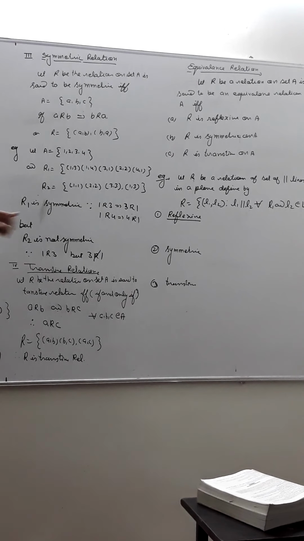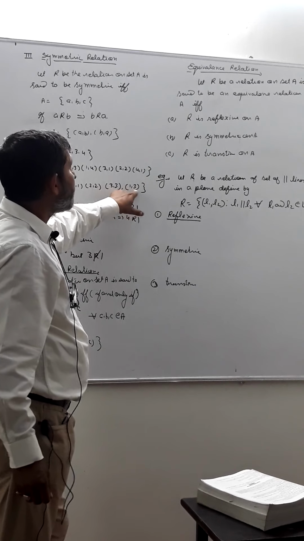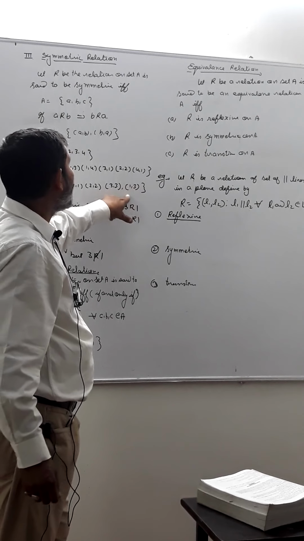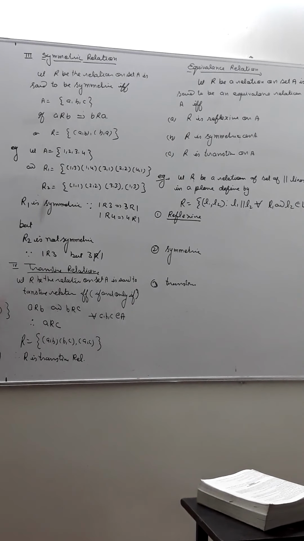But in R2, 1 is related to 1, 2 is related to 2, 3 is related to 3, 1 is related to 3, but 3 is not related to 1. Therefore R2 is not symmetric, because 1 is related to 3 but 3 is not related to 1 in this relation. Therefore R1 is symmetric, but R2 is not symmetric.